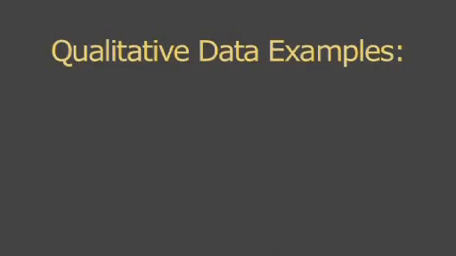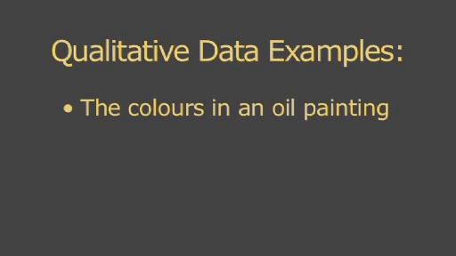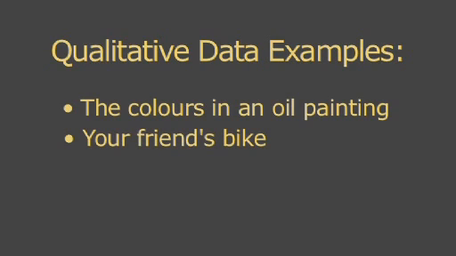We have qualitative data when we classify a sample or population by its attributes that cannot be measured or expressed by numbers. An example of qualitative data would be the colors in an oil painting, or the kind of bike your friend has.